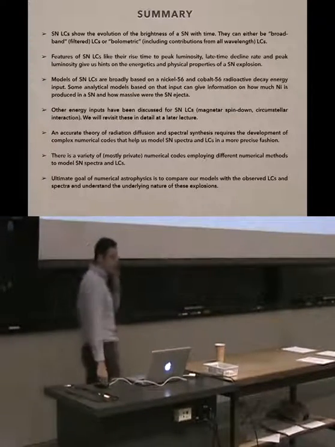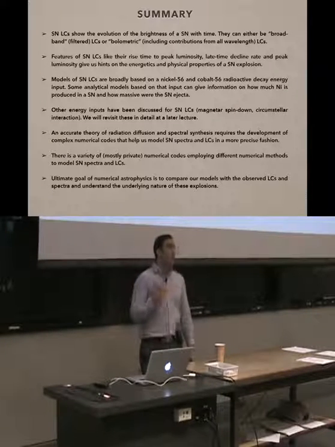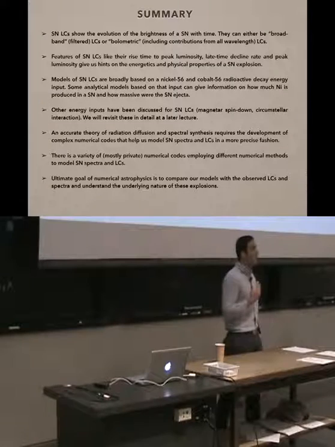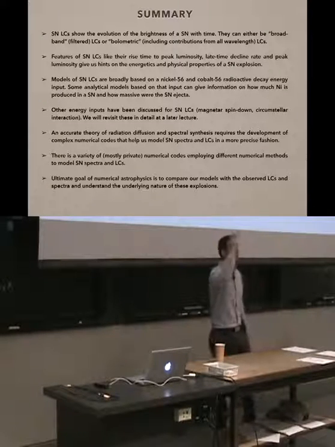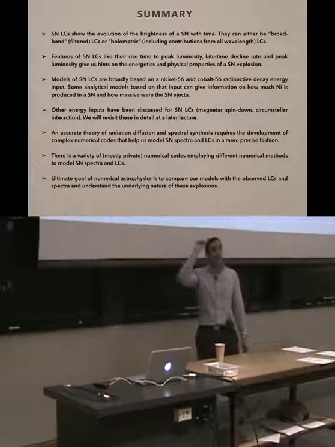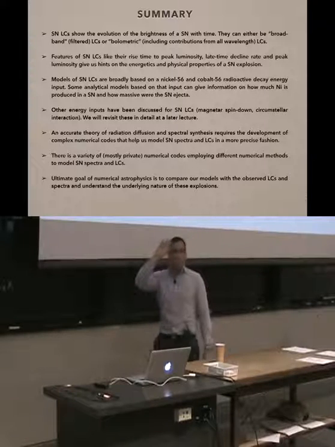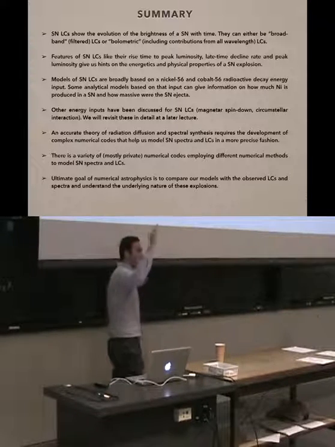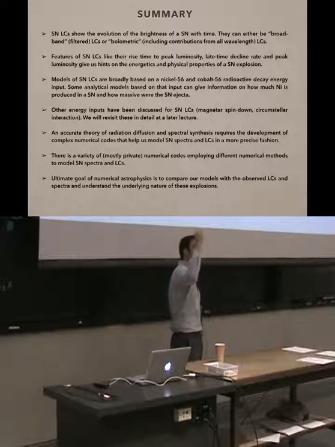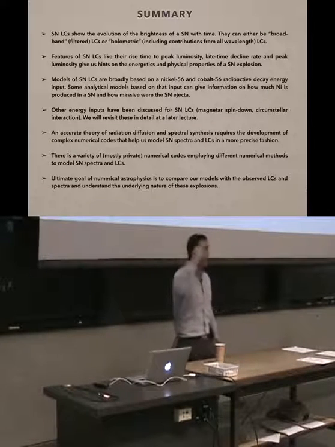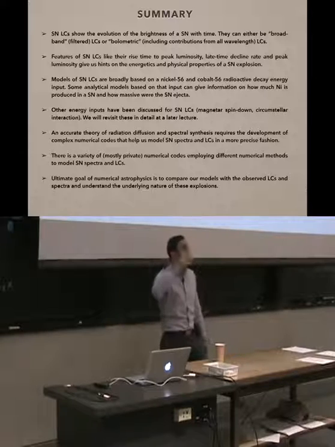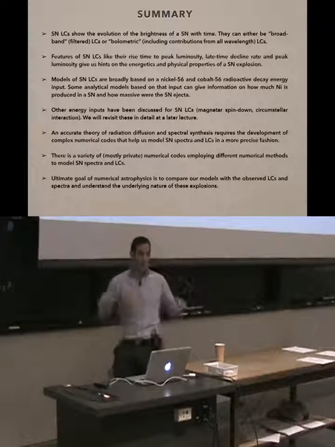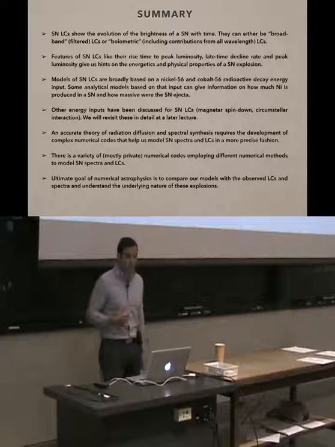So, to summarize, all we have is light, and we are in the business of deciphering information from light and trying to feed it to what we see through our telescopes. And we do this by looking at supernova light curves and supernova spectra. Supernova light curves, based on their peak luminosity, give us an idea about how much energy was injected in the supernova. And based on the duration, they give us an idea about how much mass was involved in the supernova and the radius of the star that exploded.